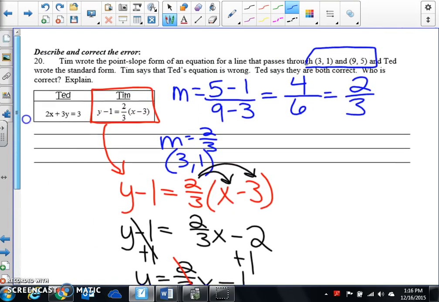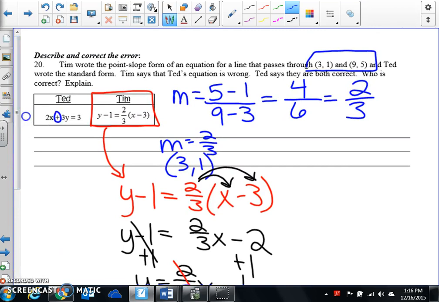So if I look back up here, Ted is actually incorrect because that's supposed to be a minus right there. So Tim said that Ted's equation is wrong, so Tim is correct. And then if you want to describe the error, long story short, it should be 2x minus 3y equals 3, not plus.